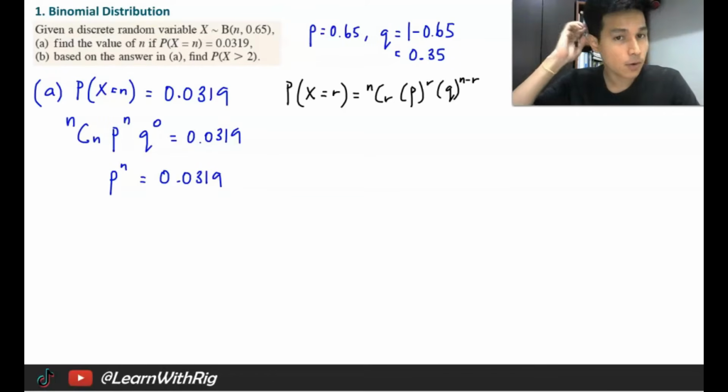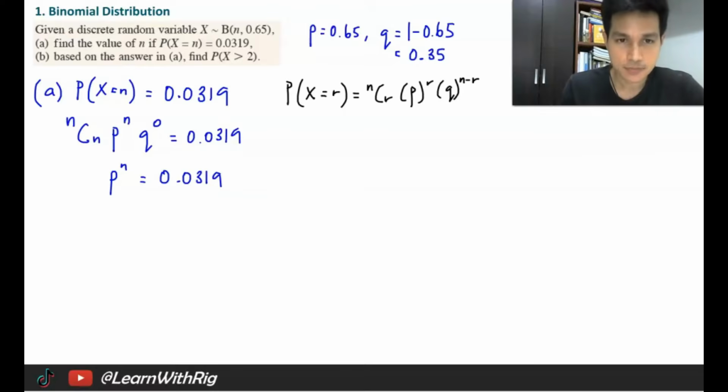So now, how are you going to solve? When you learned this in indices, we always say make the base the same. But in this case, how are you going to make the base the same? The only way you can do is you can switch. By the way, p value is what? p value is 0.65, so I can straight away substitute. I don't want to write p power n, let me write 0.65 power n. Now you cannot make the base the same. 0.65, how do you compare with 0.0319?